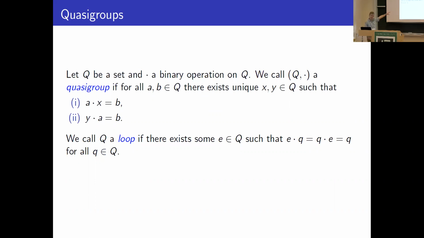So quasigroup is the algebraic notion that corresponds to Latin square. So it's like a group, but with weaker properties. All that we ask is, so we have a set with a binary operation, we just ask that there are unique solutions to equations 1 and 2. And that's basically saying that if you write down the operation table of this algebra, then you'll get a Latin square. So that's all that's saying. If your quasigroup has an identity element, then we say that it's a loop.